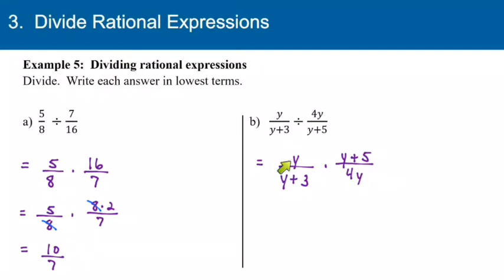But we do have a y in the top and a y in the bottom, so we can go ahead and cross those out. And now that's going to leave us with y plus 5 in the top and 4 times y plus 3 in the bottom.